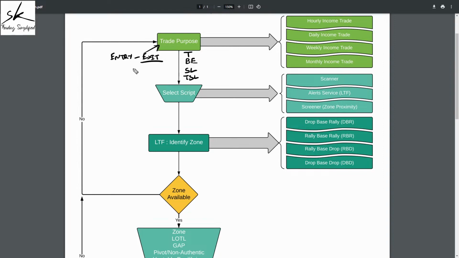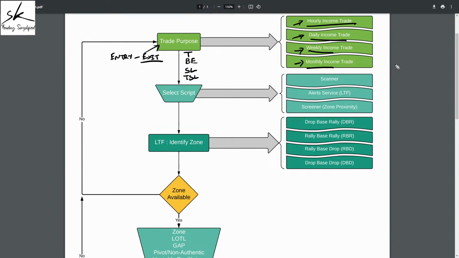And what I've done is I have divided these trades into 4 different purposes. We call them hourly income, daily income, weekly income, monthly income. Hourly income implies a trade where my expectation is that the duration of the trade will last for an hour or maybe a few hours, nothing more than that. Similarly, daily income is a trade which can last for a day or a few days, weekly income is a trade which can last for a week or a few weeks, and monthly income is a trade which can last for a month or a few months.